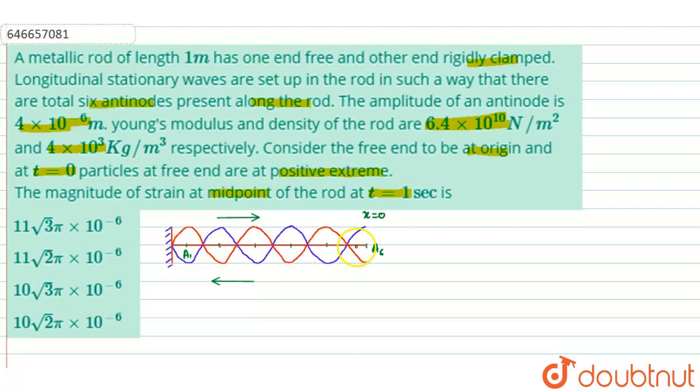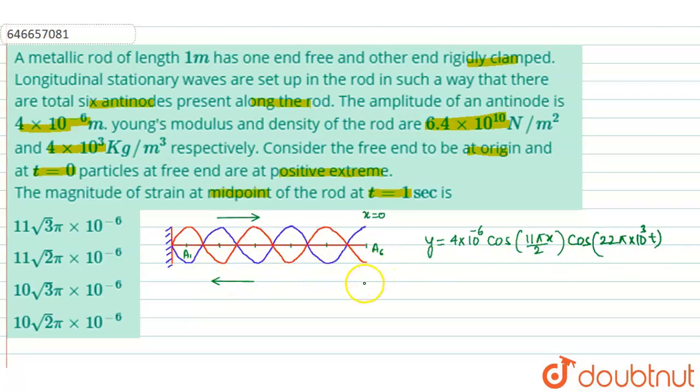Now if we want to write the equation of the stationary wave which is formed in this rod, it will be given by y equals, using the parameters we have been given, 4 into 10 raised to the power minus 6 cos 11 pi by 2 x into cos 22 pi into 10 raised to the power 3 t. Now this is the equation of the stationary wave which will be set up in this rod.